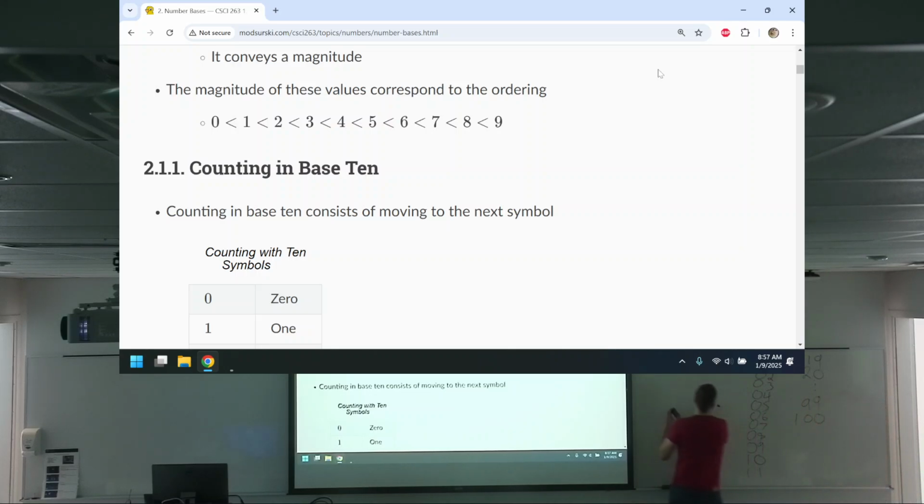If I were to say 6 plus 7, you go, okay, well 6 plus 7, that's 13, right? 3, carry the 1. That's what we just did. We just carried. So this counting, you've been doing it forever. You just don't think about it. But that's how counting works in base 10.